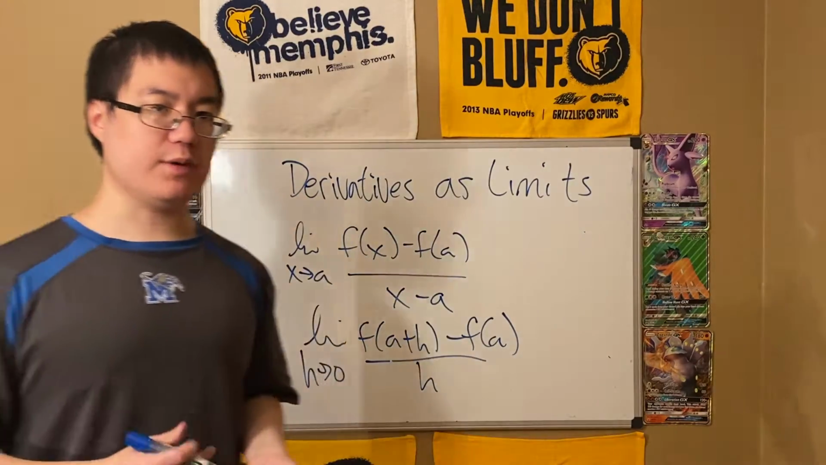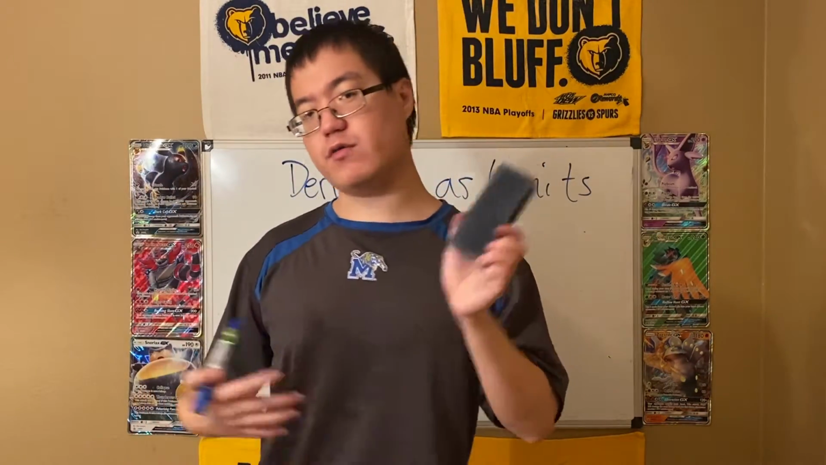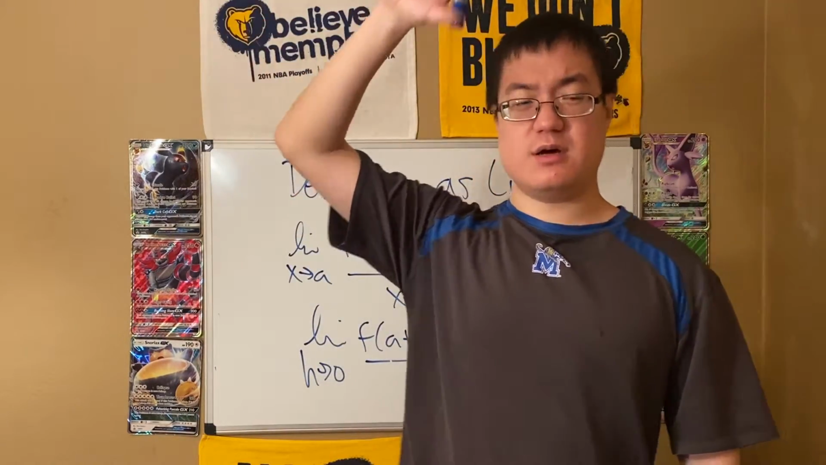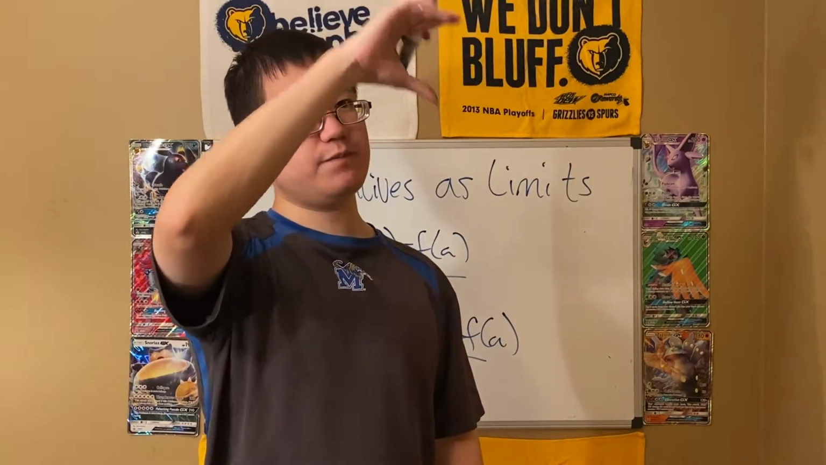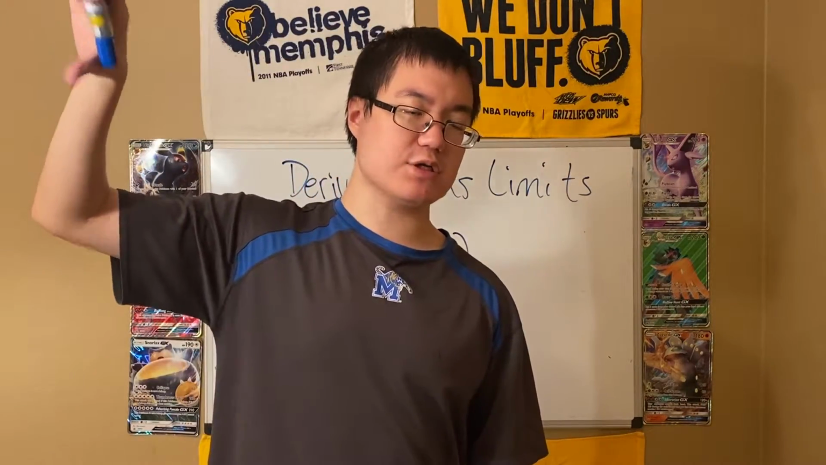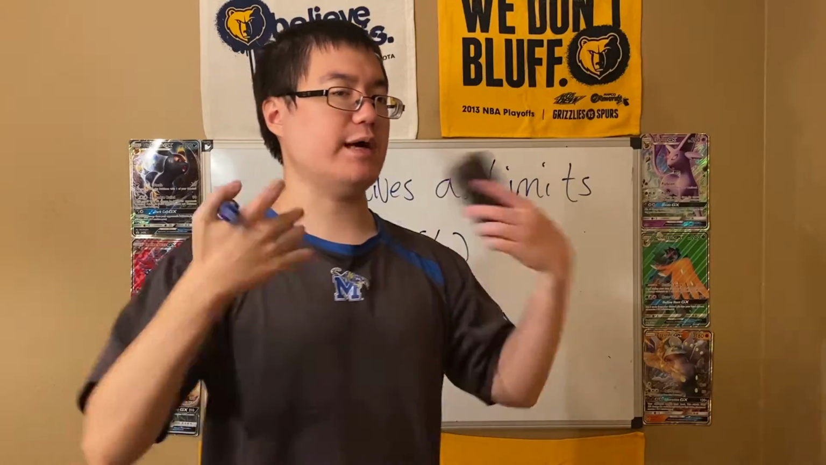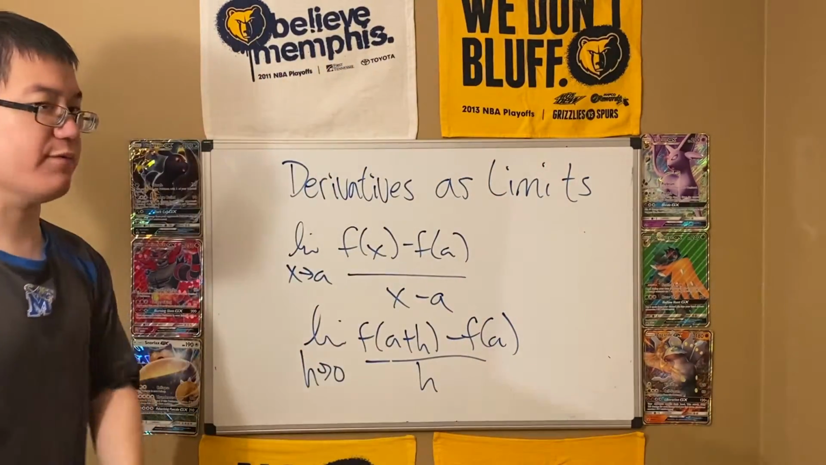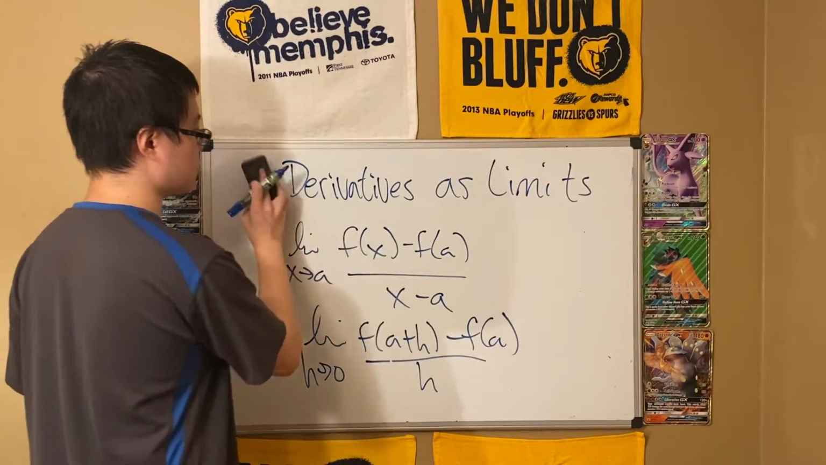So the steps are going to be this, and I'm going to repeat this over and over again because I like to hear myself talk. We're going to identify a function. We're going to identify a number. We're going to take the derivative of that function, and then we're going to plug in that number, and that's going to be the answer. So we're going to take these limit questions and change them to derivative questions. Let's see how that works.